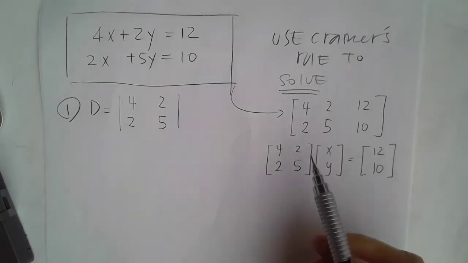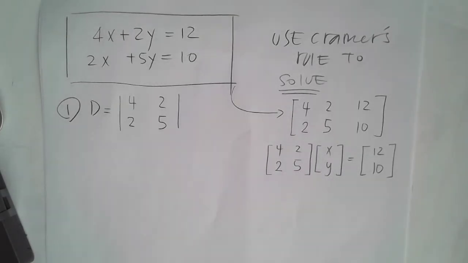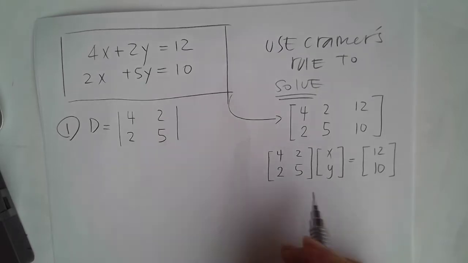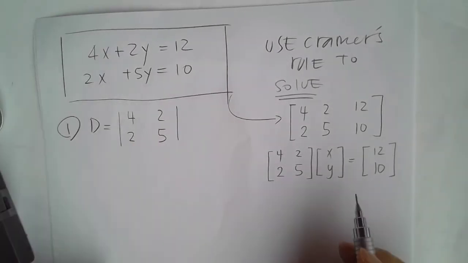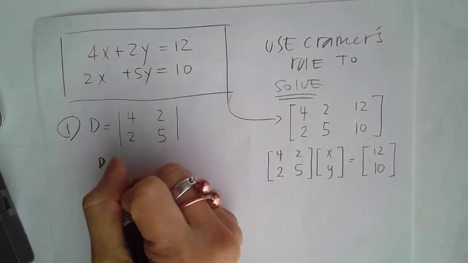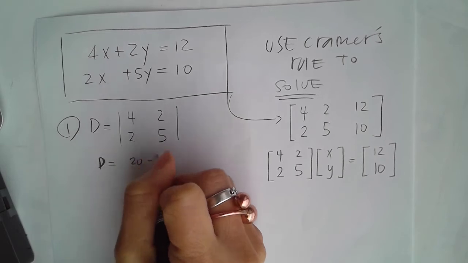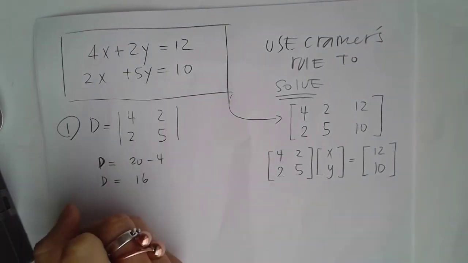I want you to understand that this is A's and these are the B's, and also that these are the C's in terms of Cramer's rule. Now we're going to use that. See how this is the actual coefficient matrix? So we're going to calculate that. That's going to be 20 minus 4, so D is equal to 16. That's the first step.